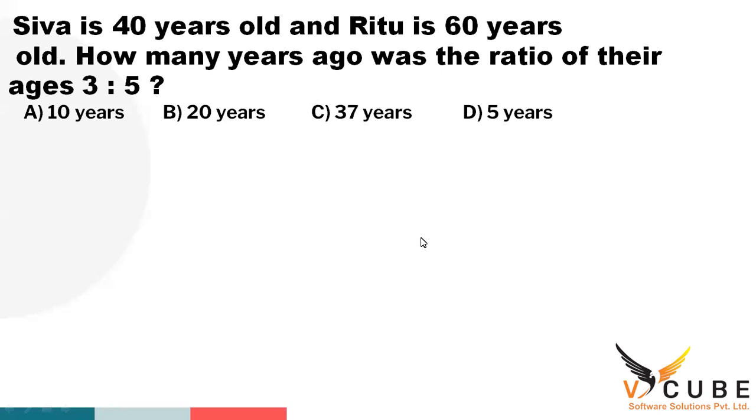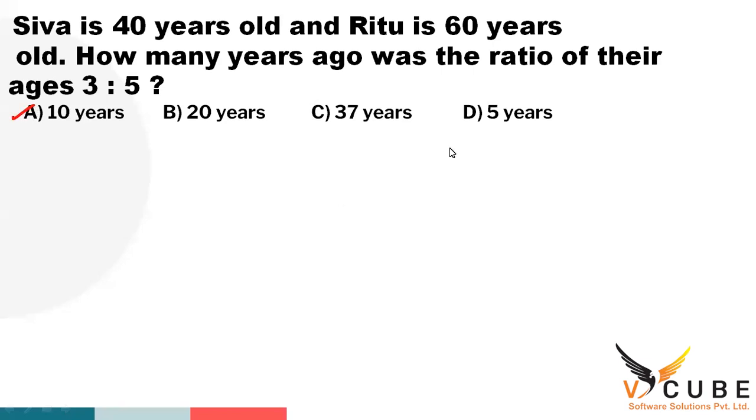Okay, the given problem here: Shiva is 40 years old and Ritu is 60 years old. How many years ago was the ratio of their ages 3:5? Okay, what is the answer, guys? Answer is option A. Yes, option A is the right answer, guys.